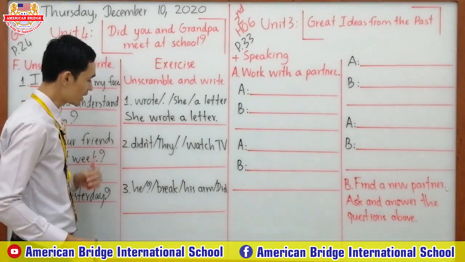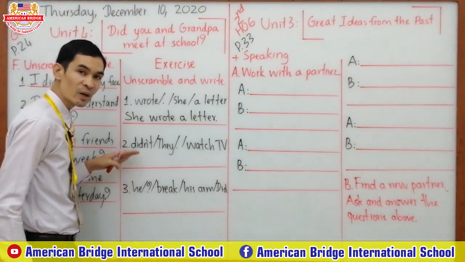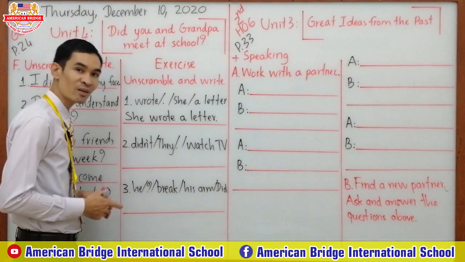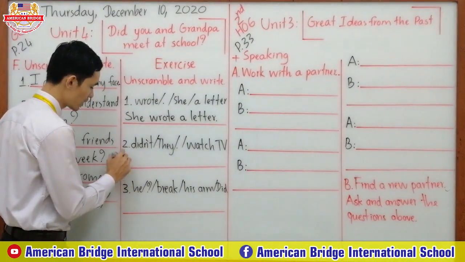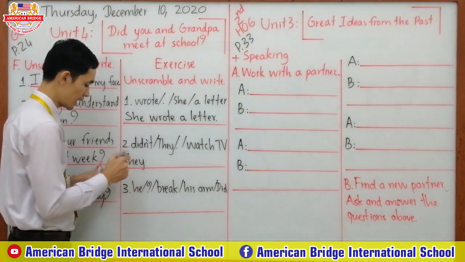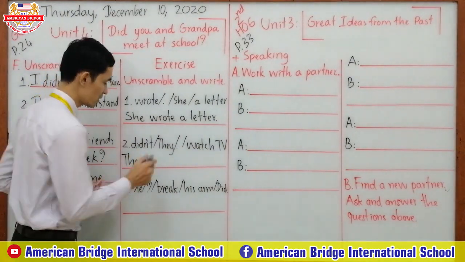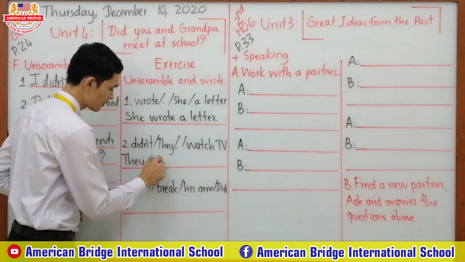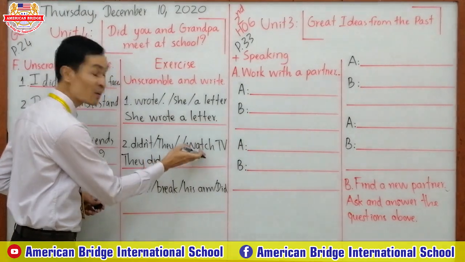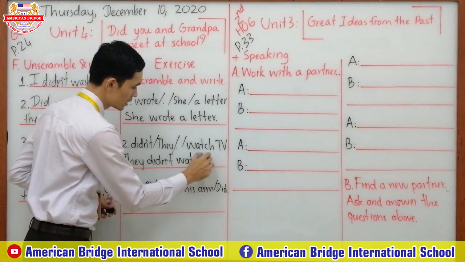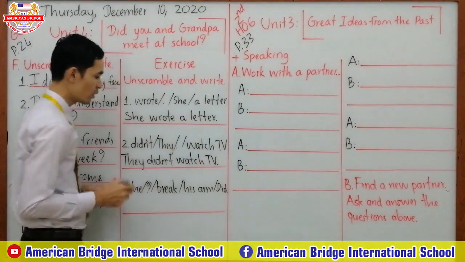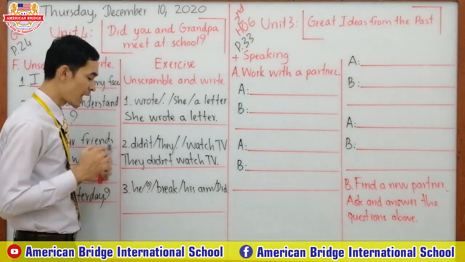Okay, now let's continue to number 2. So it is negative. So you start with a subject. Where is the subject? They, right? Okay, it must be they. And after that, plus didn't. Okay, plus didn't. And the last one, it must be watch TV, right? They didn't watch TV. Full stop.